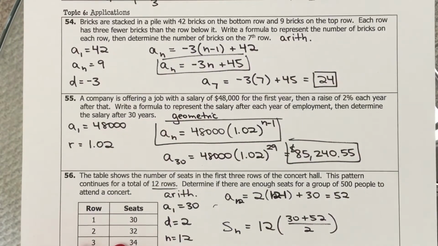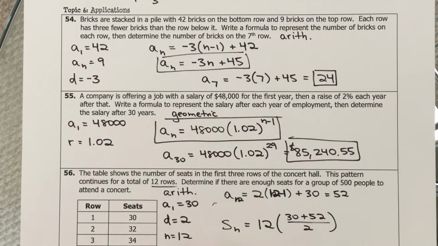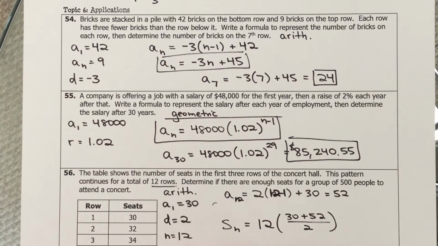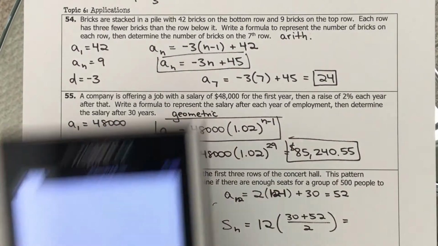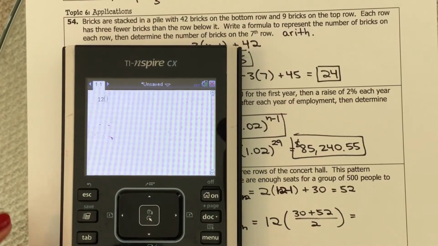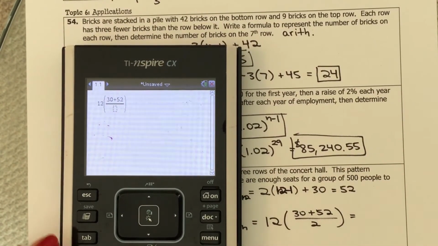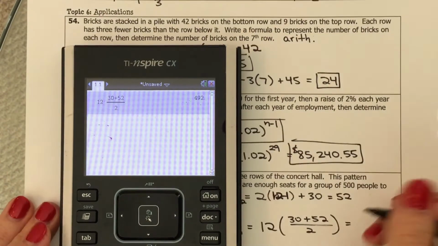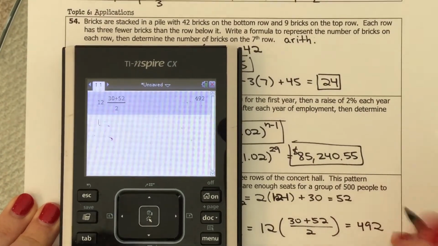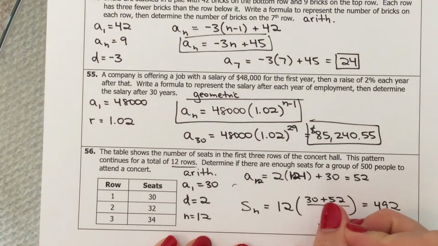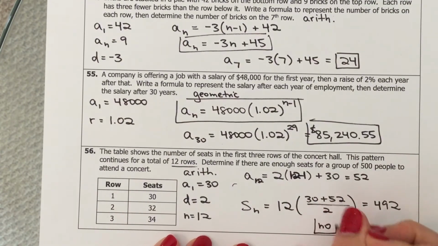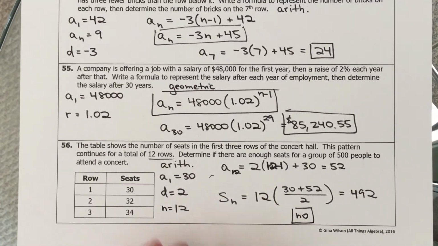All right, so this ends up with 12, and then in parentheses, 30 plus 52 divided by 2. So we end up with 492. Okay, so there are 492 seats, and then they want to know if there are enough for 500 people. So that would be a no. Not quite. You've got 492 seats, so just a few people that would not be able to fit.